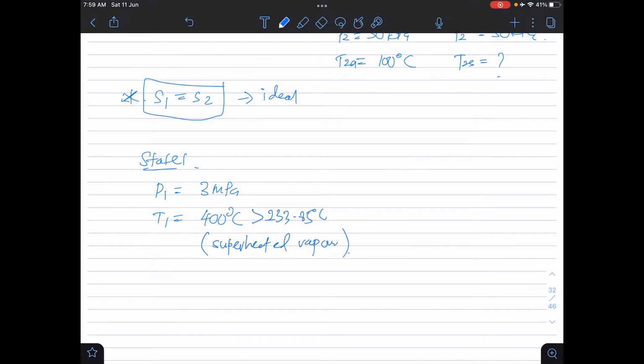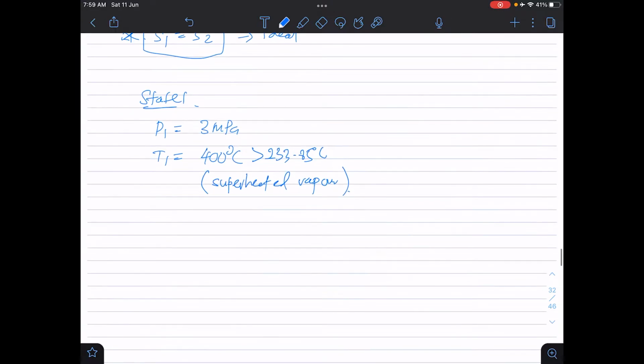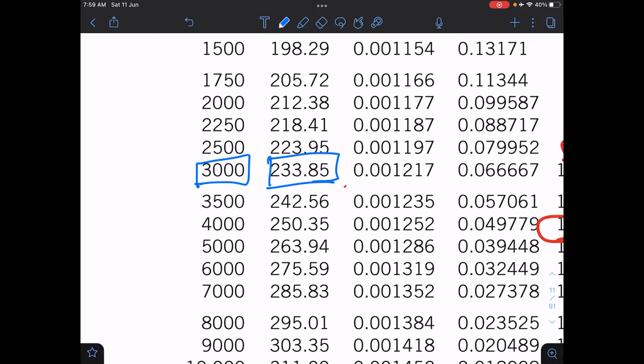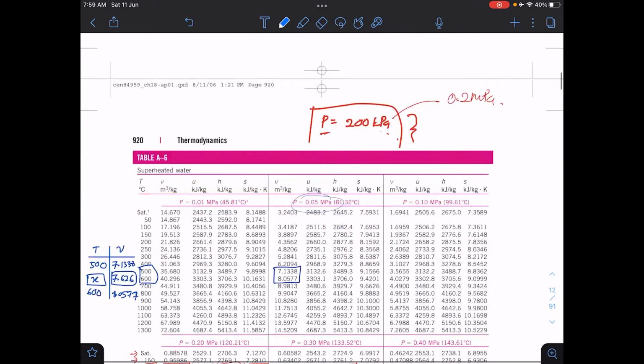Okay, so when we know this is a superheated vapor, look at the superheated vapor table A6 and find the value of H1 and also S1. H1 is useful to find the power output. S1 is useful to relate state 1 and state 2 using the adiabatic condition, S1 equal S2. So you need to find H1 and also S1 in table A6. So move to table A6.